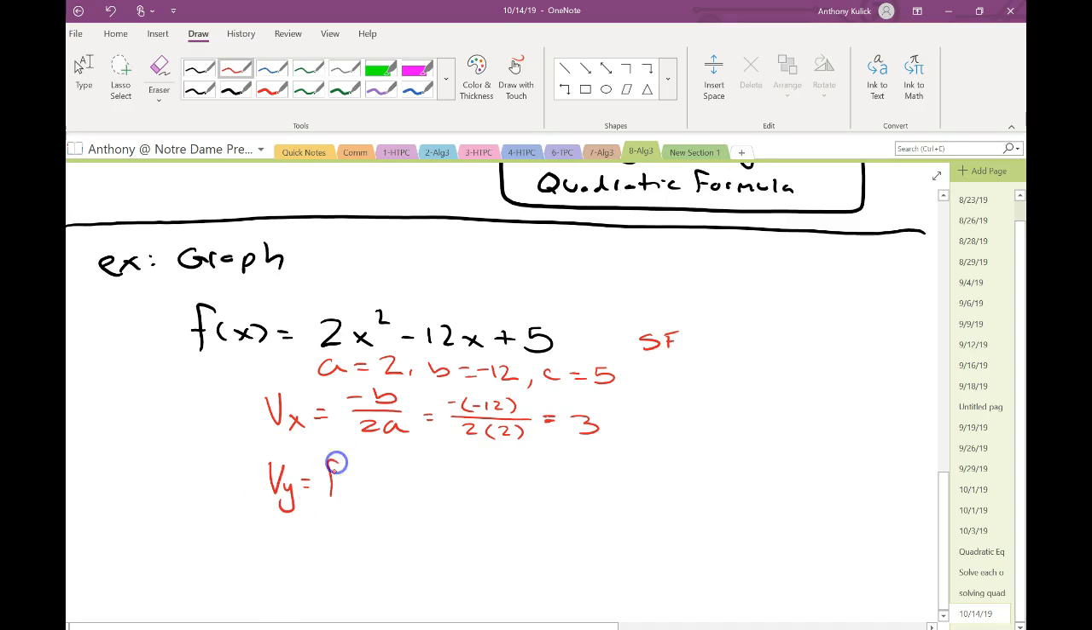The y-coordinate then is just f of negative b over 2a. So that's f of negative 3. And what f of negative 3 means is that everywhere there's an x in my original equation, I'm just going to replace that x with a negative 3. Not negative 3. I don't know why I wrote negative. It's definitely a positive 3. How come you guys weren't yelling at me for that?